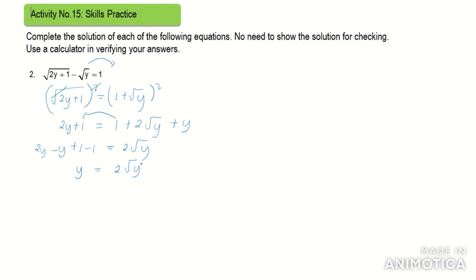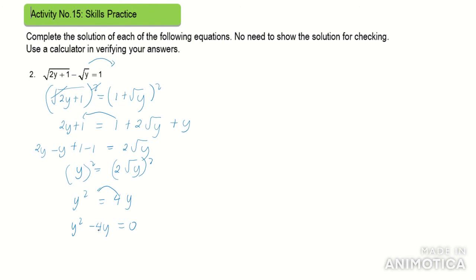Then, to remove the radical sign here, we're going to square both sides again. So we have y squared, the square of y is y squared. Then we have the square of 2 is equal to 4. Then the square of the square root of y is equal to y. Then we are going to write this one in standard form. So we have y squared, transpose, we have negative 4y is equal to 0.